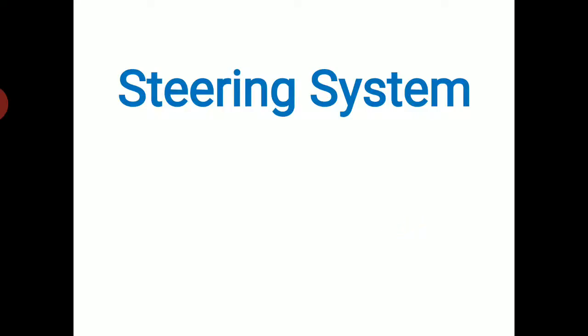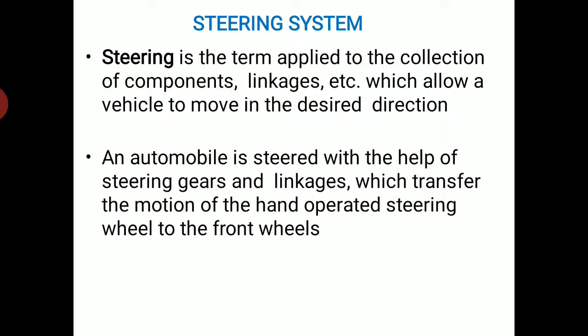Fine. Next comes the steering system. Let us understand the steering system in this class. What is the steering system? It is the term applied to the collection of components and linkages, which we have learned in the previous class, which allow a vehicle to move in the desired direction. An automobile is steered with the help of steering gears, very important, and linkages. We have seen two types of linkages: one is rigid axle linkages, one is independent suspension, which transfer the motion of the hand operated steering wheel to the front wheels.